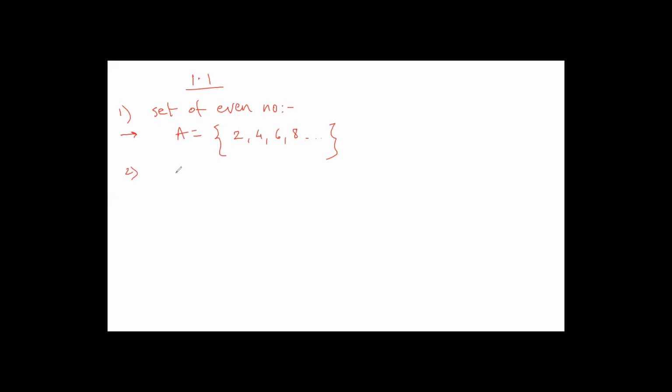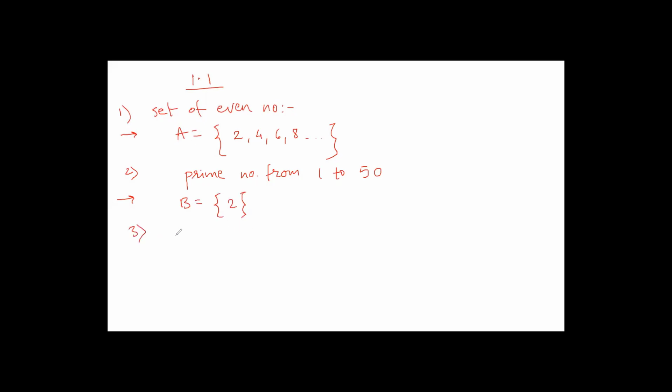The second question is the set of even prime numbers from 1 to 50. You have to write the prime numbers from 1 to 50. How do you write this? The set of even prime numbers should be even as well as prime. The answer is 2.